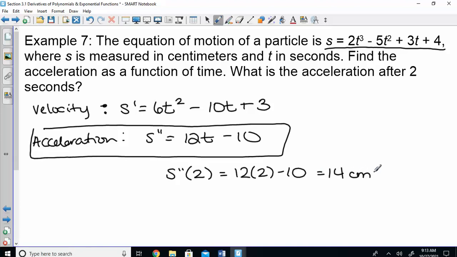Your position would have been centimeters. Velocity is centimeters per second. Acceleration is actually centimeters per second squared. That's the notation that we see. Questions on that?